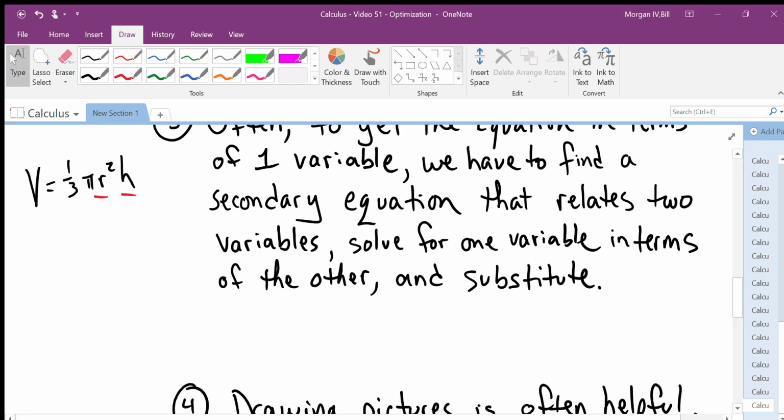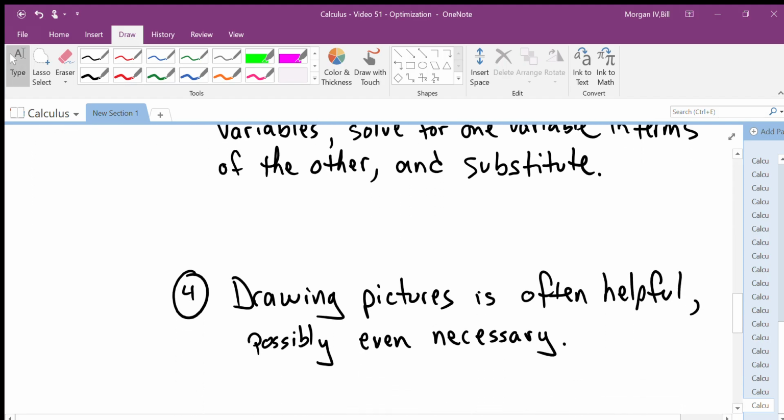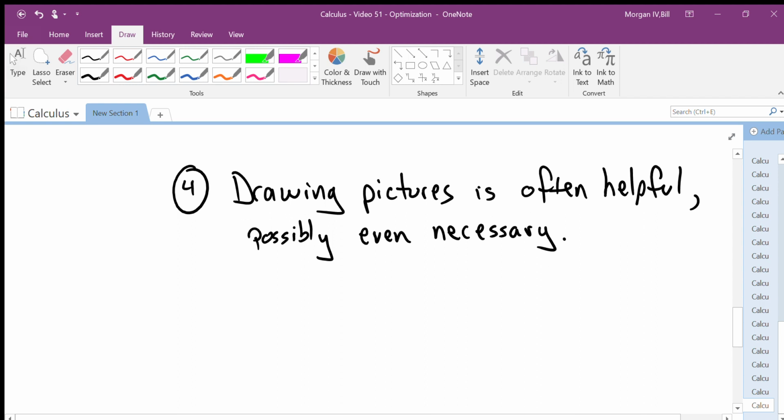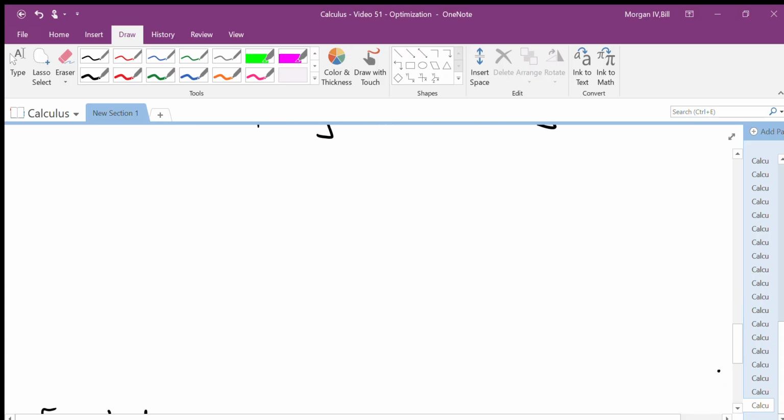And again, not step 4, but just kind of a number 4 thing to think about. Drawing pictures is often helpful, even possibly necessary, so that we can figure these things out. So I highly recommend that you draw pictures when we're doing optimization problems. Okay, let's try one. I have our first problem, example 1.